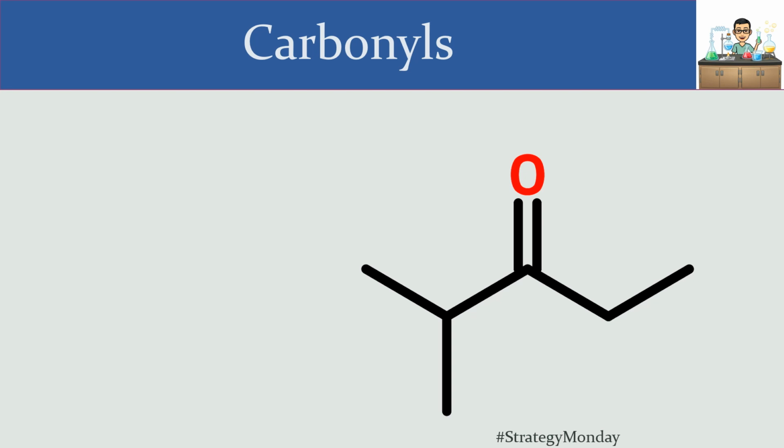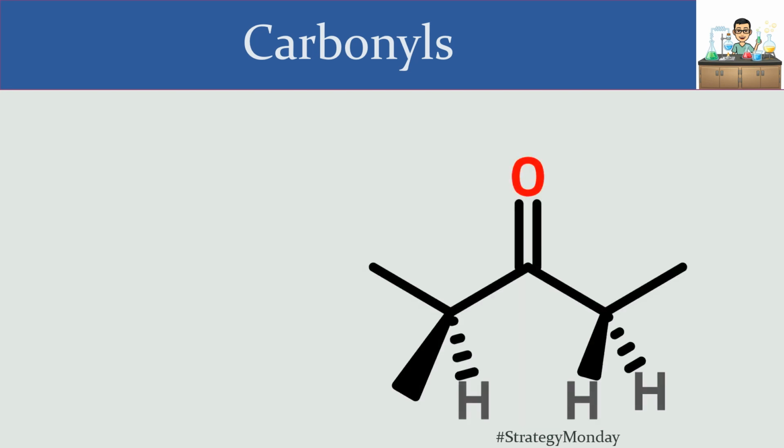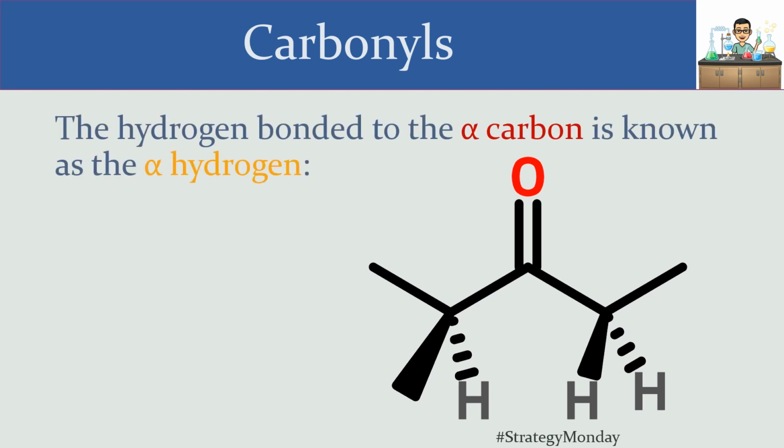So let's take a look. Here's that same molecule again, and I'm going to put in the hydrogens explicitly. We mentioned that the carbons attached to the carbonyl carbon are known as alpha carbons, and the hydrogens attached to those alpha carbons are known as alpha hydrogens. The hydrogens attached to alpha carbons have very special chemistry.